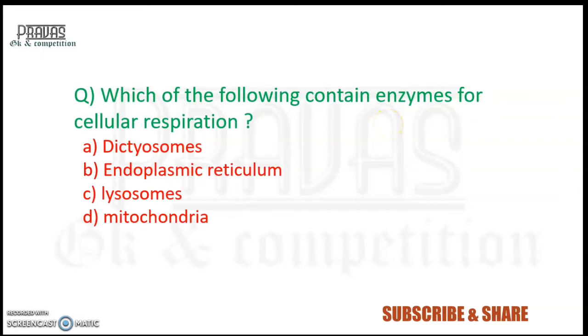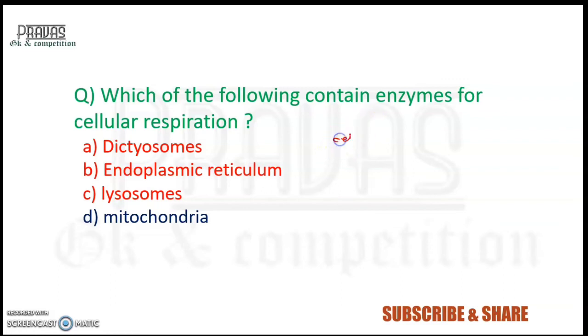Which of the following contain enzyme for cellular respiration? Options are dictosomes, endoplasmic reticulum, lysosome, mitochondria. And the answer is mitochondria. So mitochondria contains an enzyme for cellular respiration.